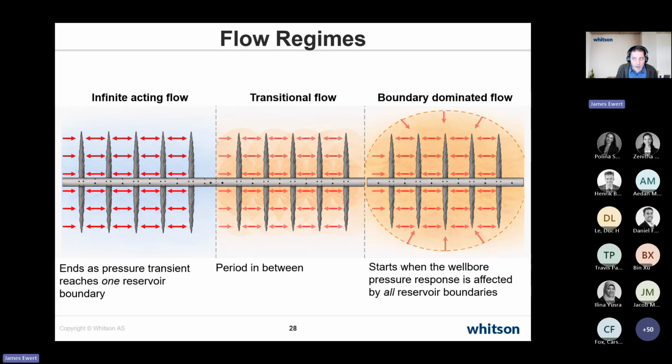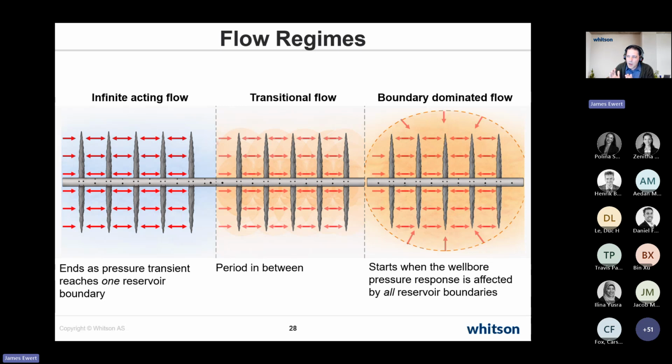Now, sometimes, not every time, but sometimes we're going to reach transitional flow. And what transitional flow means is that you're semi-bounded, right? The well has seen some boundaries, but we haven't seen some others, so there's still room for volume growth. Now, finally, we'll eventually hit something we call boundary-dominated flow. And what that means is we are totally bounded. Whatever volume we've heard from the data, that's all this well is going to see.